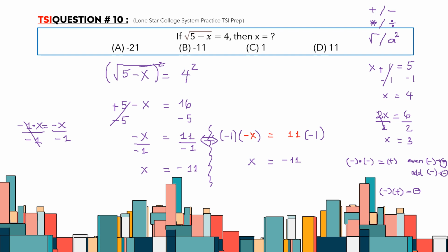So in this case, we have negative 1, that is one negative, multiplied by negative x, that is another negative, so we produce a positive. We have positive 11, we multiply by negative 1, a negative number, so that produces a negative: negative 11.